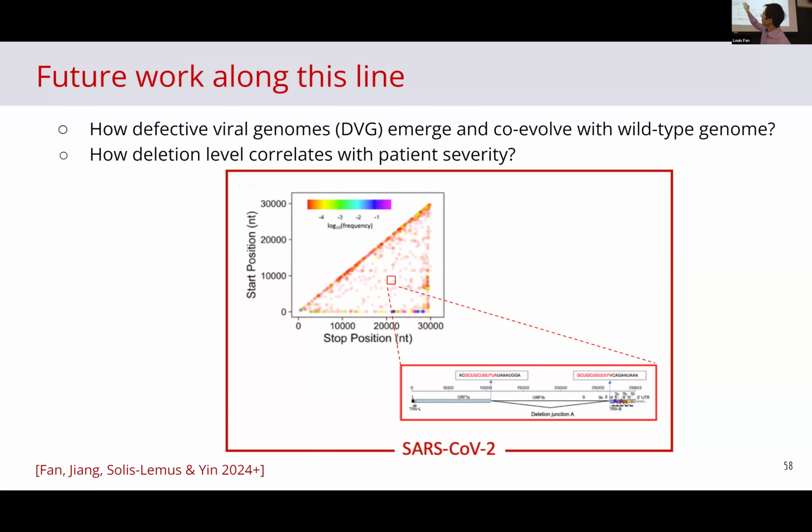And then you see a lot of dots near the diagonal. That means a lot of deletions are very short, where start and end are similar, right? But there are some sequences that have a large deletion. This one is highlighted because this particular deletion seems to be found in different patients.